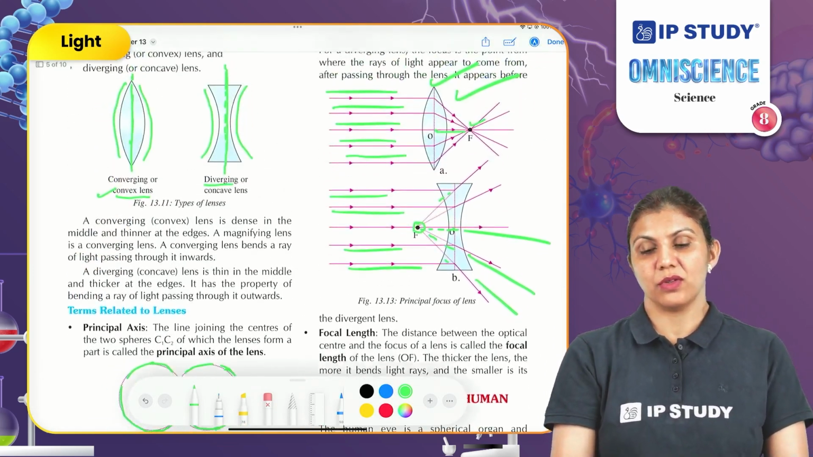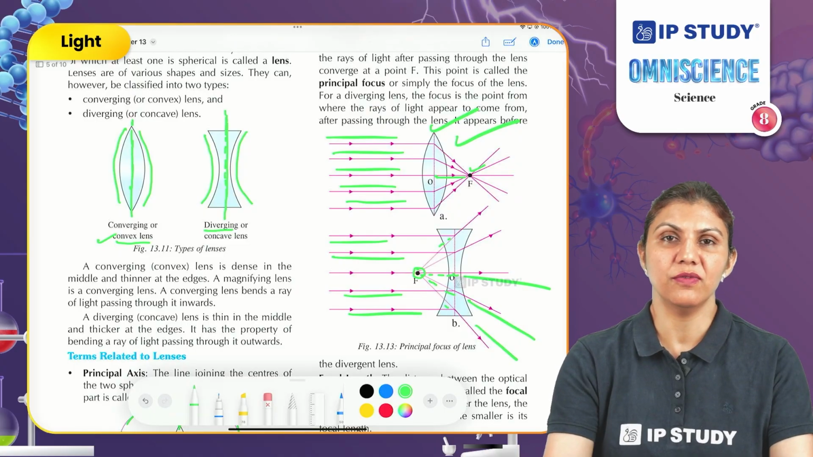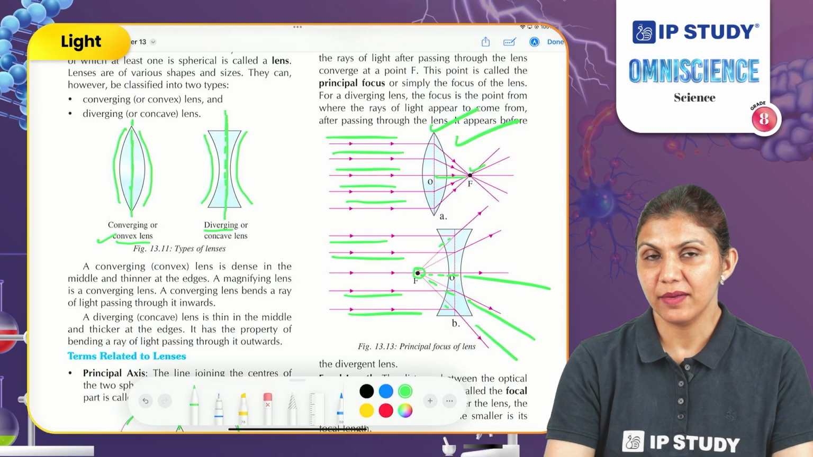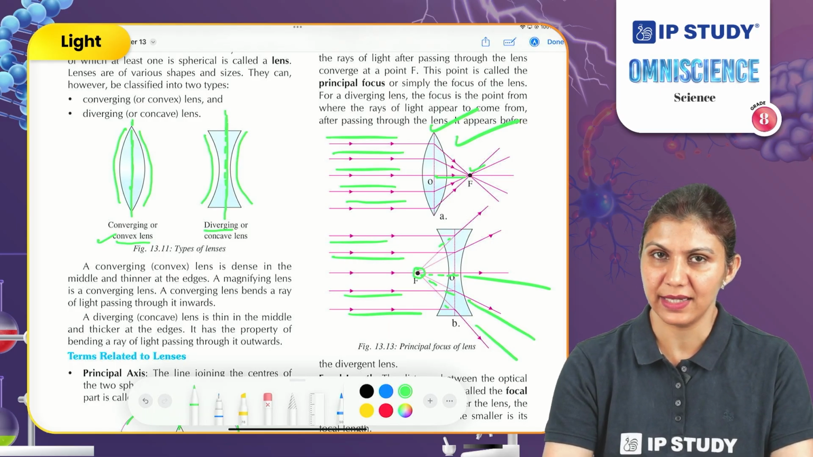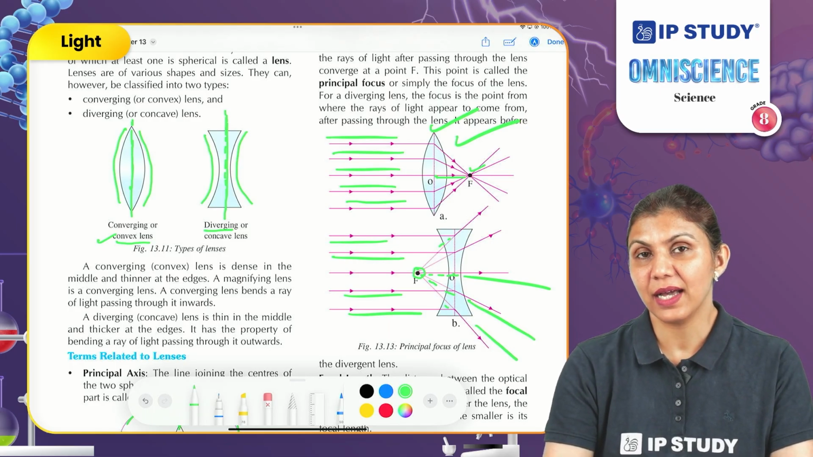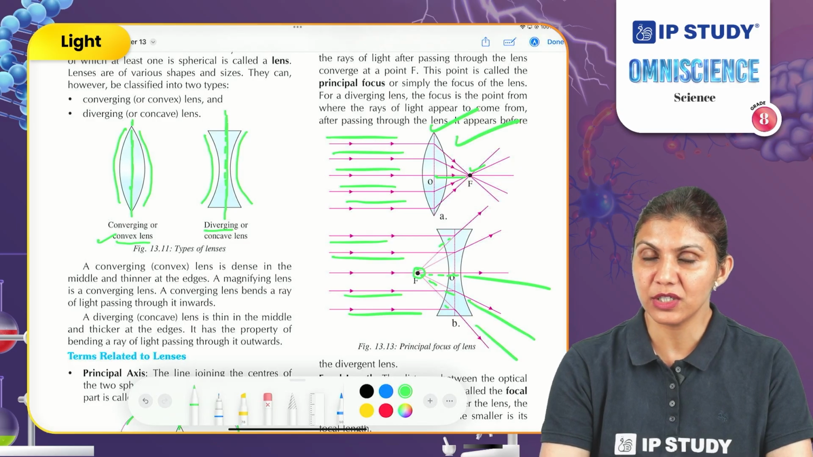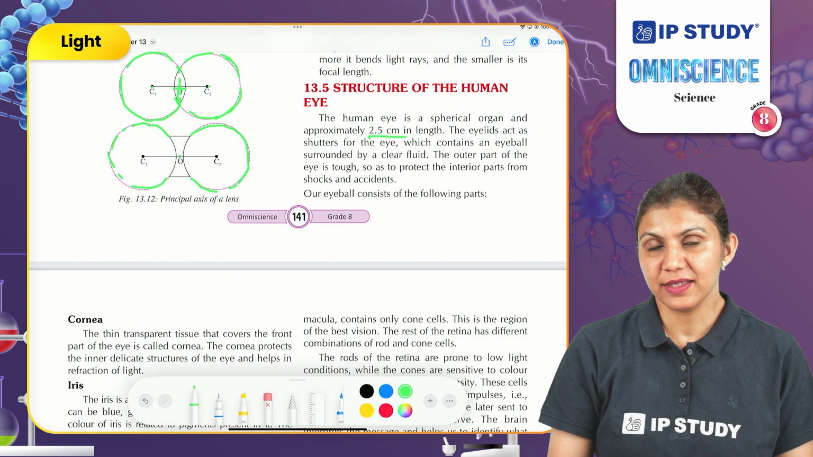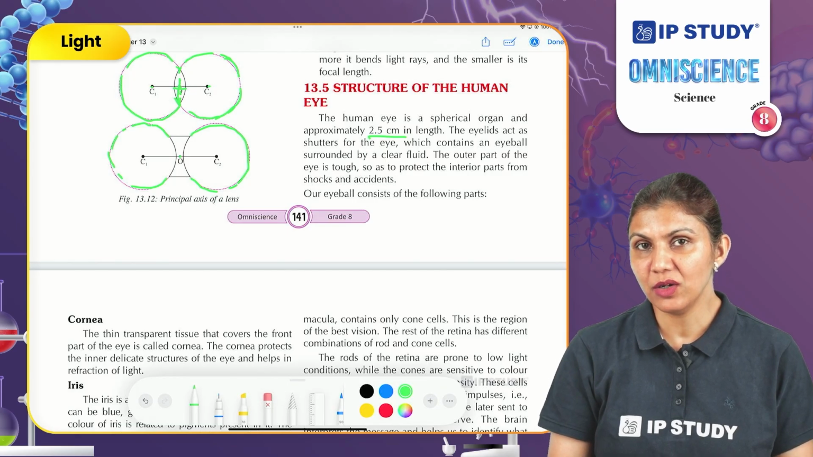Okay. So all these phenomena, for example refraction and reflection, are enabling us to see different objects using our eyes. So how does an eye work, and what is the composition or structure of an eye? Let's discuss this. The human eye is a spherical, hollow organ.